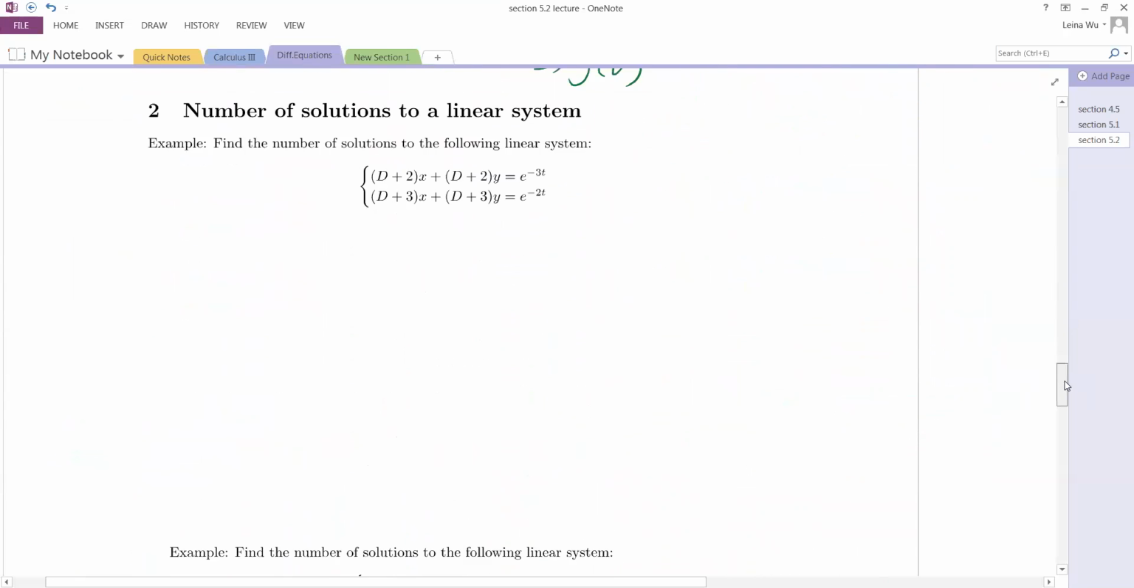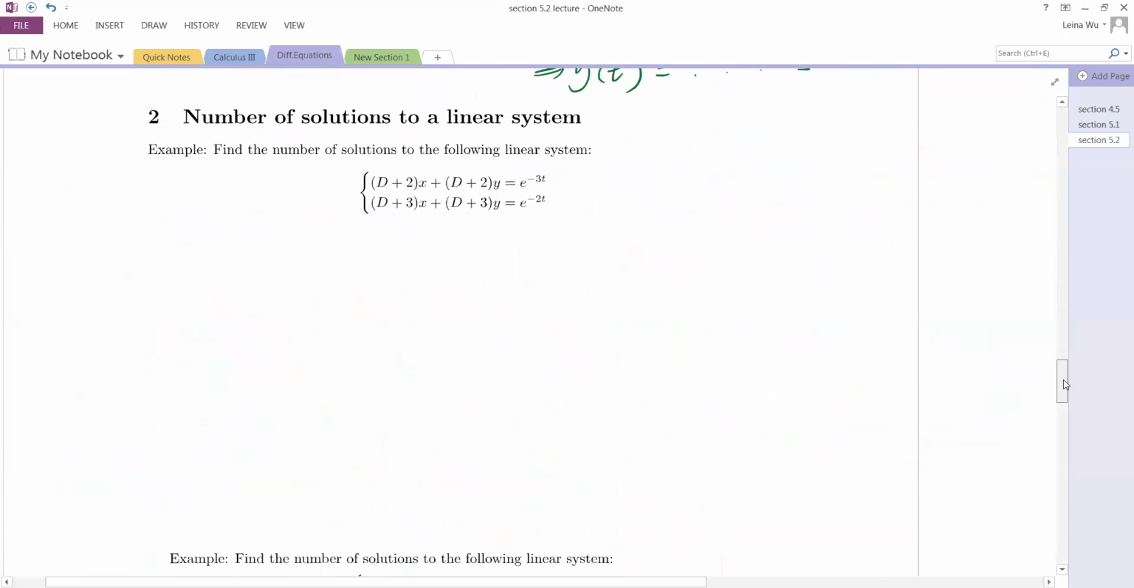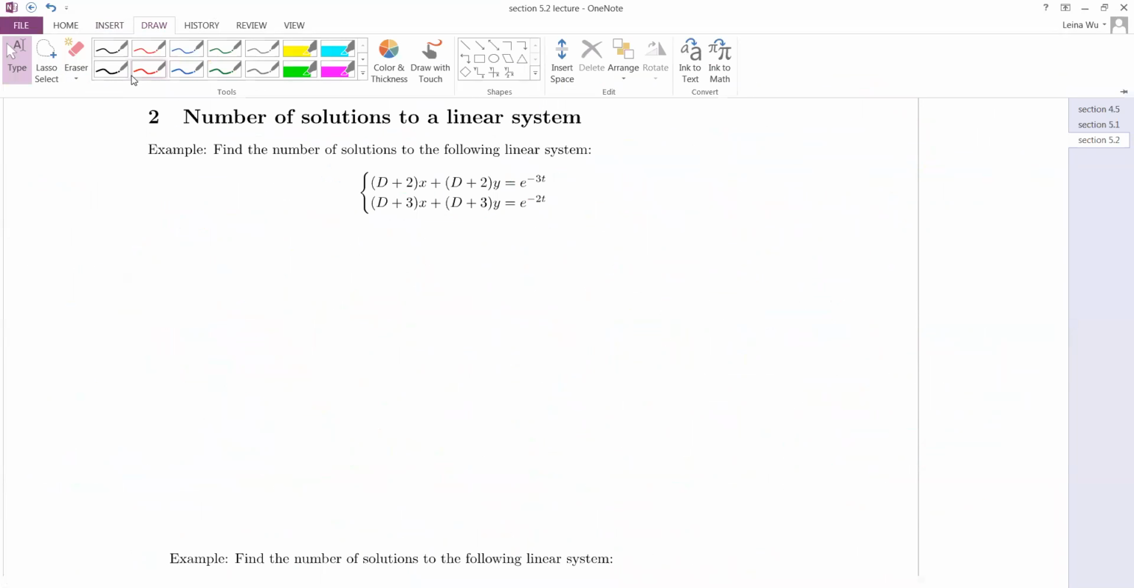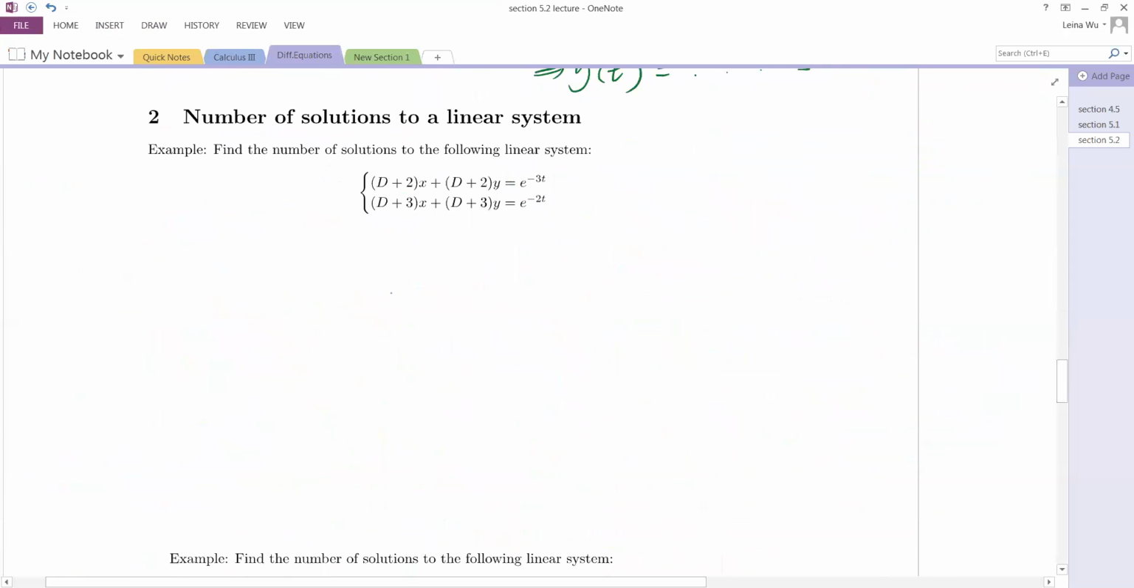All right, the next item in the section is number of solutions for a linear system. We talk about this topic if you have taken linear algebra before, right? Students who have taken linear algebra, do you remember the number of solutions to a linear system? Number of solutions to a linear system, you can have 0, 1, or infinity, right?